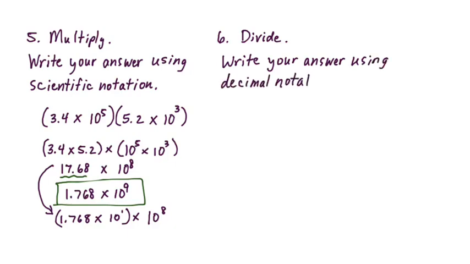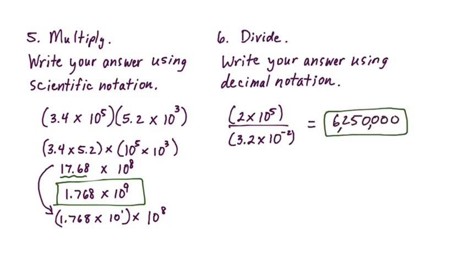Here we're going to divide and write our answer using decimal notation, or sometimes we call it standard notation. That's the way that we write our numbers. And so 2 times 10 to the 5th over 3.2 times 10 to the negative 2 power. So I would say, since we need to give our answer in decimal notation, I would just put this into the calculator and make sure you use parentheses. And when you do that, you get 6,250,000.